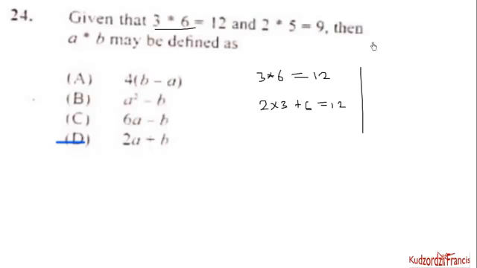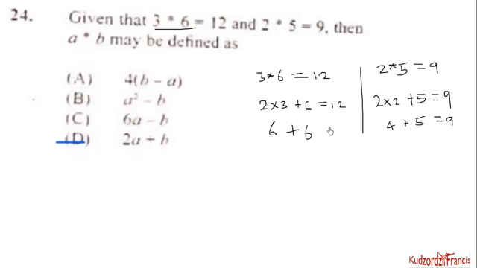So let's look at this one too. 2 star 5 is equal to 9. So how will you operate this? We need to maintain the same thing that we did here. So 2 times the first number, which is 2, plus 5, and that will be equal to 9, because 2 times 2 is 4, 4 plus 5 is equal to 9. In the same way here, 6 plus 6 is equal to 12.